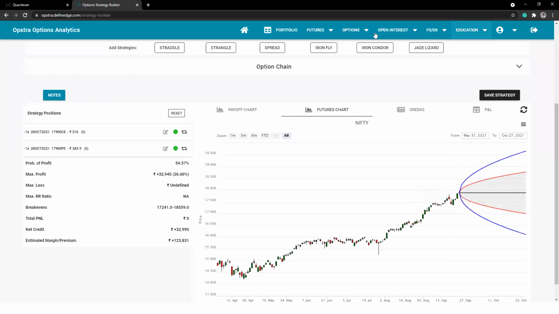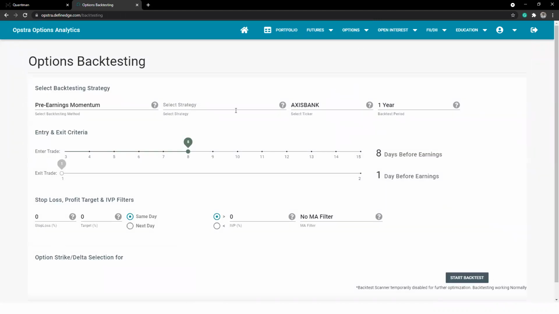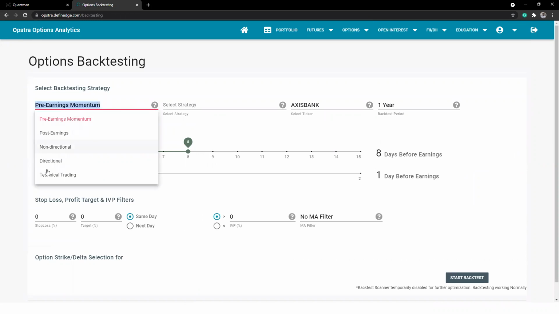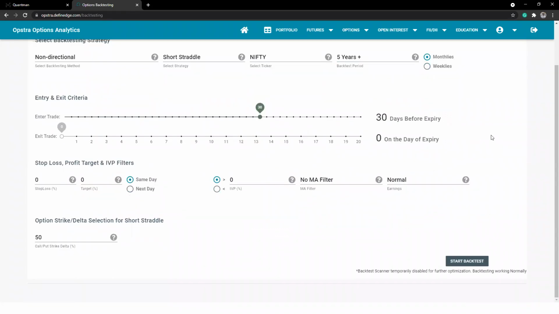So here there is a backtesting tool, one of the very interesting tools. There is an option backtesting tool available in Opstra. I think it's a paid tool as well, but it doesn't matter. If I go to non-directional, I'll select the strategy as short straddle. I want to backtest for the last 5+ years. I want to trade only monthlies. So at the start of the month, I'm going to enter with 30 days to expiry, and run the backtest here.